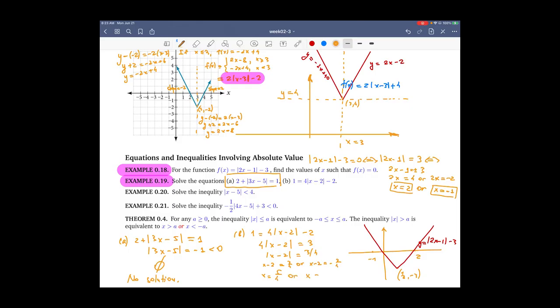Actually, it is in the second case where we get 2 minus 3/4. That's 5/4. In the first case, we get something else. We get 2 plus 3/4. That is 11/4.